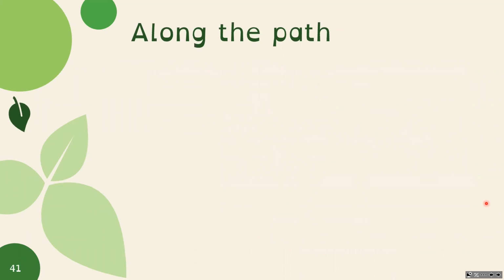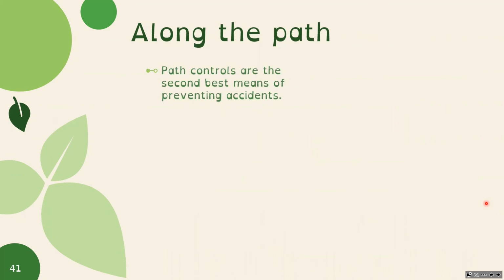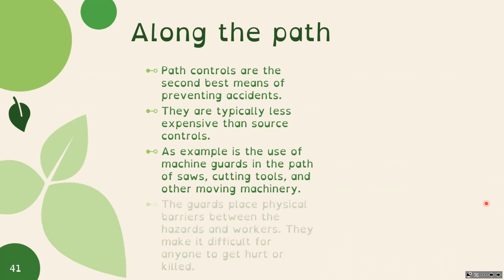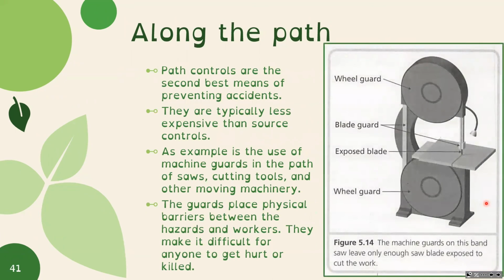So the second method is along the path. The path controls are the second best means of preventing accidents, and they're typically less expensive than source controls. An example is the use of machine guards in the path of saws, cutting tools, and other moving machinery. The guards are placed as physical barriers between the hazards and the workers, and they make it difficult for anyone to get hurt or killed.